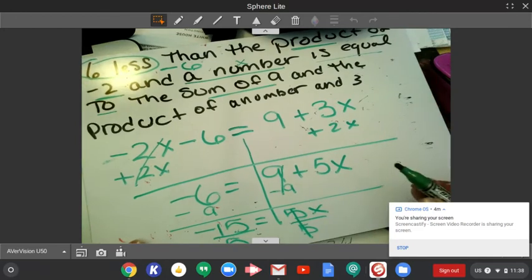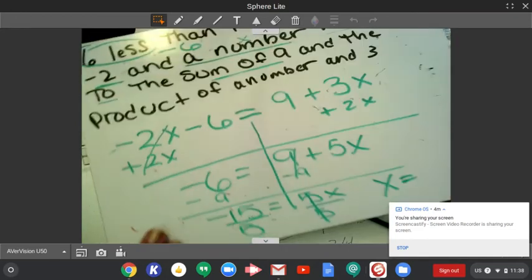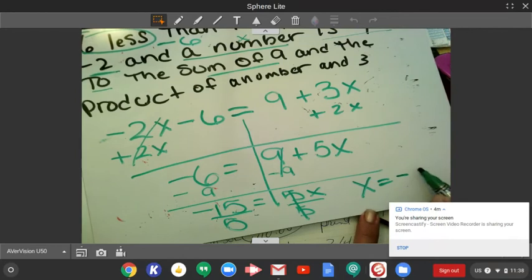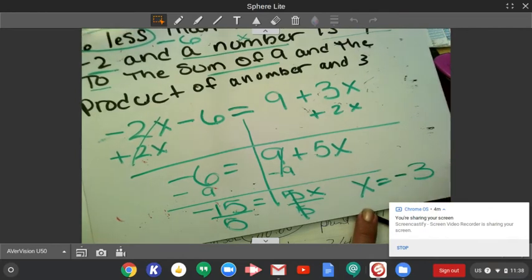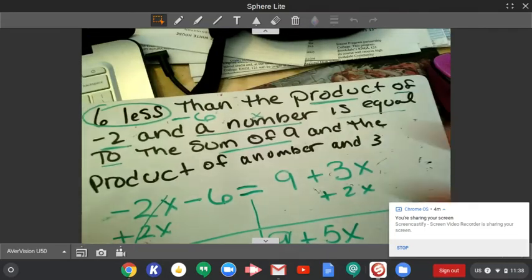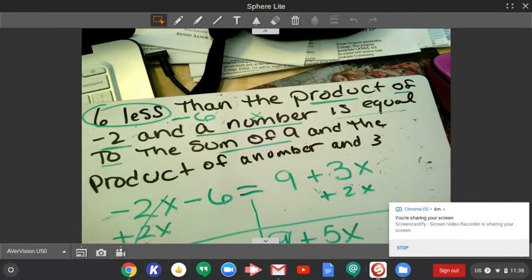Cancel out. 5 divided by 5 is 1. 1x equals -15 divided by 5. I have a negative and a positive, so I know it's a negative. 15 divided by 5 is 3. So x equals -3. Okay, so this was a little bit of a review of working from words into expressions or equations.